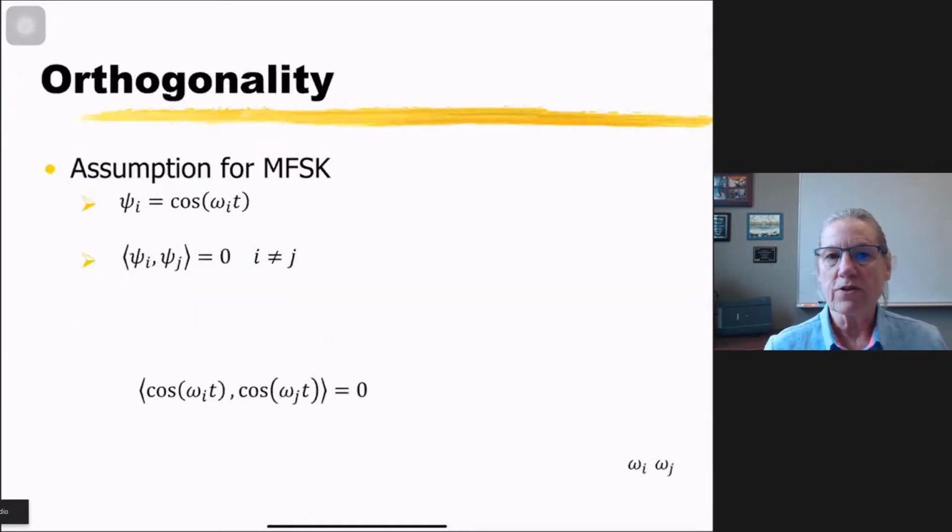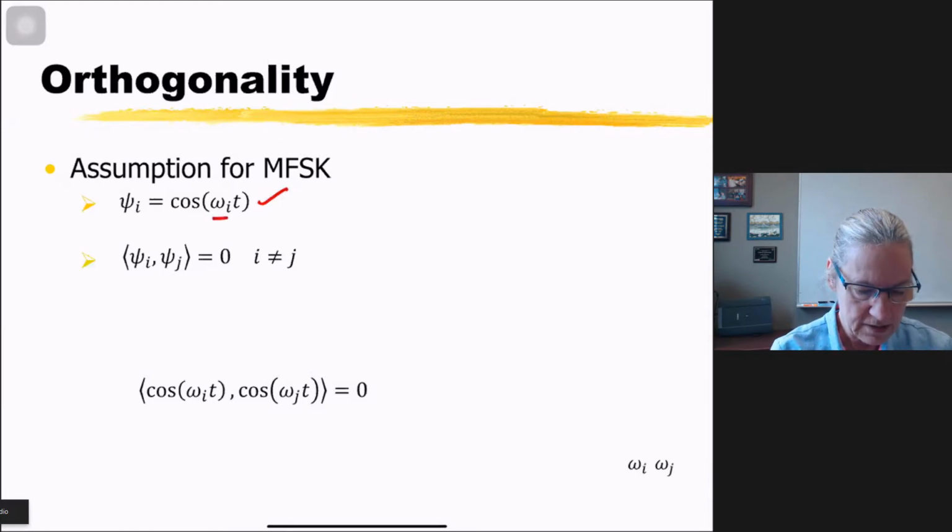So let's start out with orthogonality. How did we define orthogonality in our vector space? So for MFSK in particular, we said that each one of these symbols would be represented by a tone, a cosine, at a certain frequency, and which frequency it was determined which symbol was being transmitted. And in our orthogonality criteria, that means that the inner product is equal to 0. So we assumed that these cosines were orthogonal to one another, that their inner product was 0.